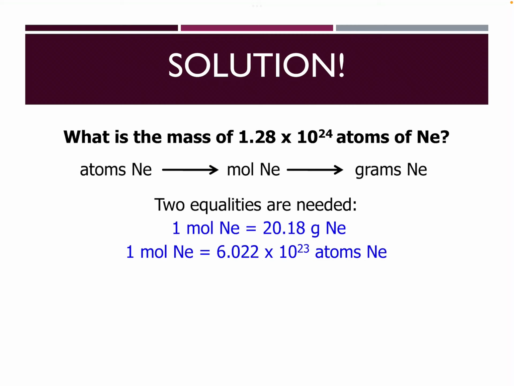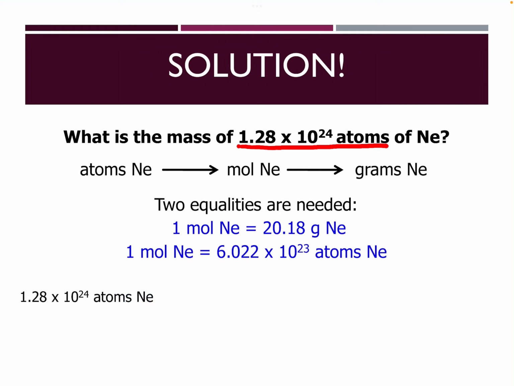Alrighty, so here's our game plan. We're going to turn atoms of neon into moles of neon, and we can do that by using Avogadro's number. And then we can change moles of neon into grams of neon using the molar mass. So this is kind of like what we did in the last problem, except almost completely backwards. So let's see how we set that up. So we go ahead, we figure out what are we starting with. So that's here. We're starting with 1.28 times 10 to the 24th atoms of neon.